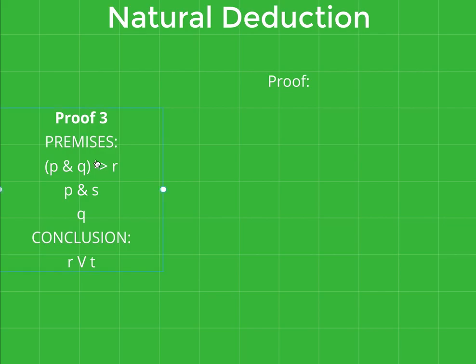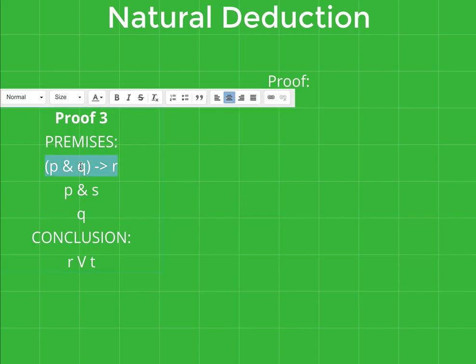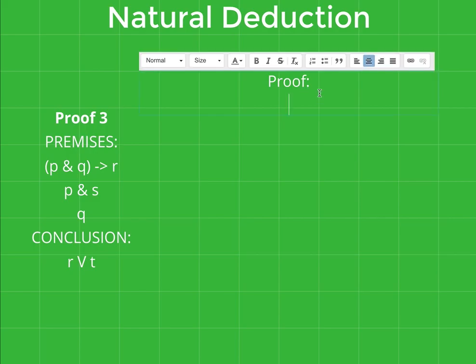So here we have a little bit more complex statement. So 3 premises here. P and Q implies R, P and S, and third premise Q. And what I want to infer is R or T. Okay, so how do I go about this? So I just want to walk through this again just to kind of give you a sense of how you might approach this kind of proof, so that when you do it on your own, you have some guidance.